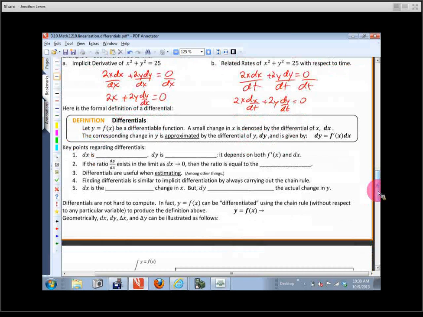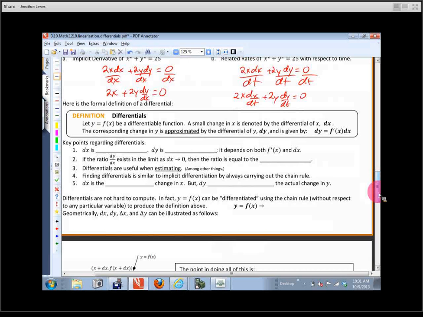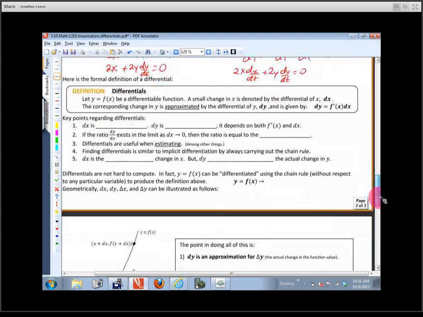Okay, any questions? Okay, so here's the formal definition of what a differential is.